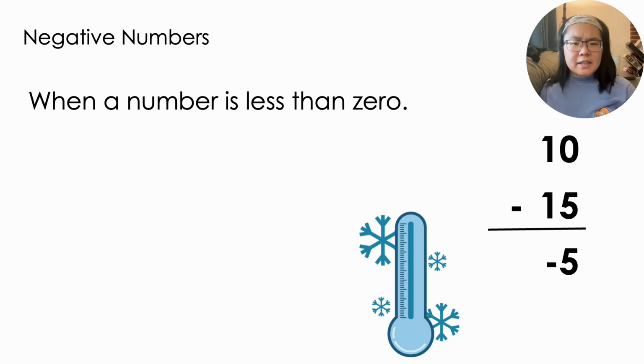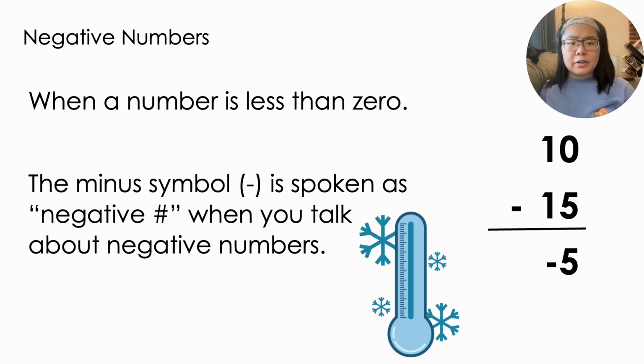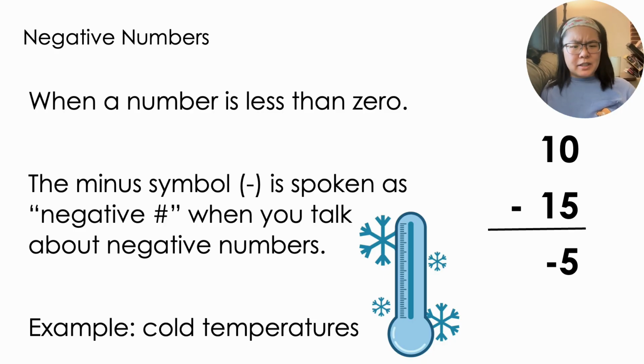You also may see this in talking about very cold temperatures. So the minus symbol is spoken as negative plus number when you talk about negative numbers. Our example, negative 5. Now, I have heard it said especially when talking about cold temperatures, oh, it's negative 5 today, it's cold. You could also say it is negative 5 degrees. So some examples with negative numbers.